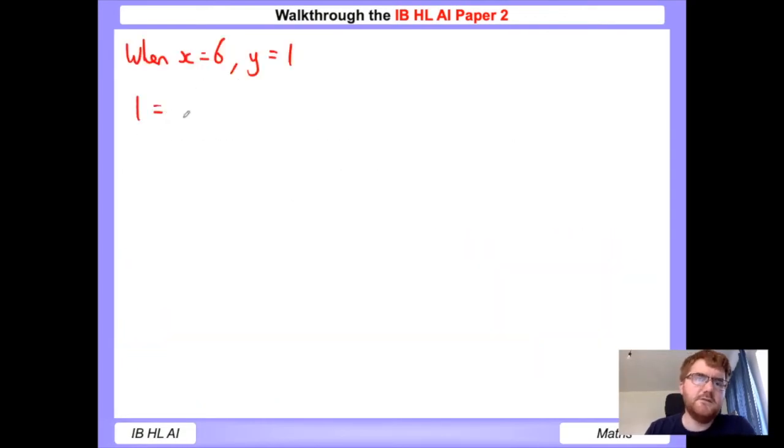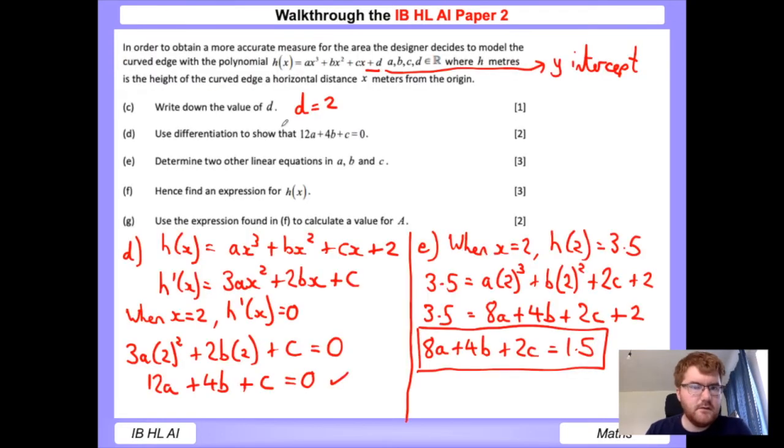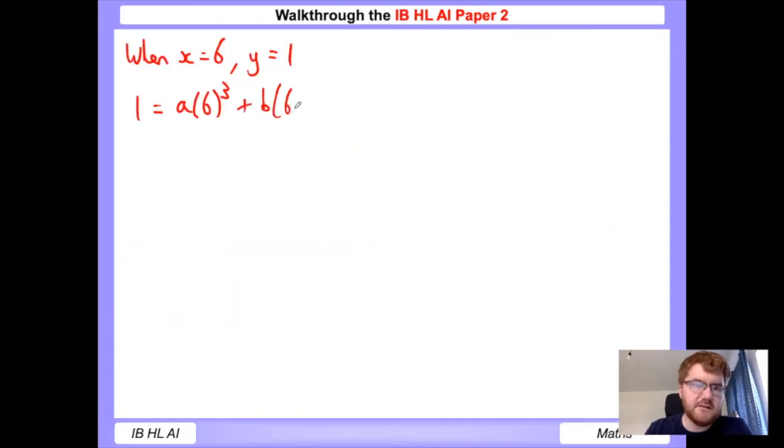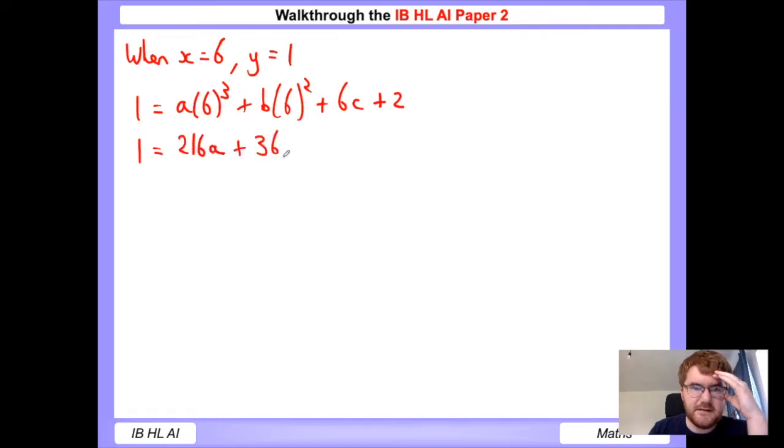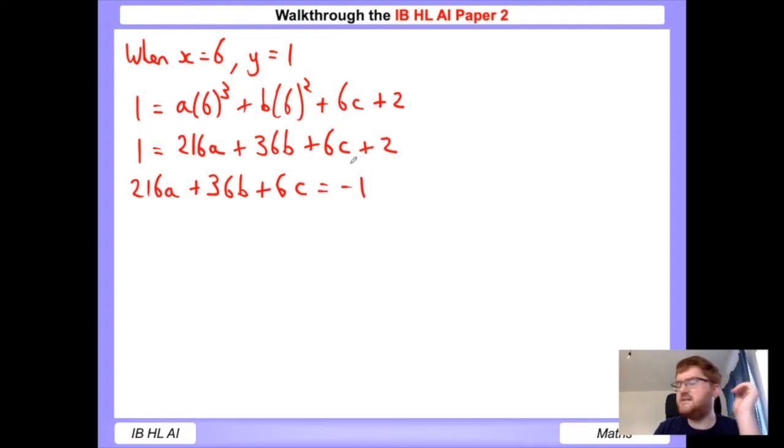So 1 is equal to a 6 cubed plus b 6 squared plus 6c plus 2, d was 2, yeah. I'm just double checking everything as you go along, that's very important. So 6 cubed is 216. Feel free to use your calculator for any of these calculations. Now if we rearrange this, 216a plus 36b plus 6c is equal to negative 1. I'm minusing 2 from both sides, and we've got our equations.